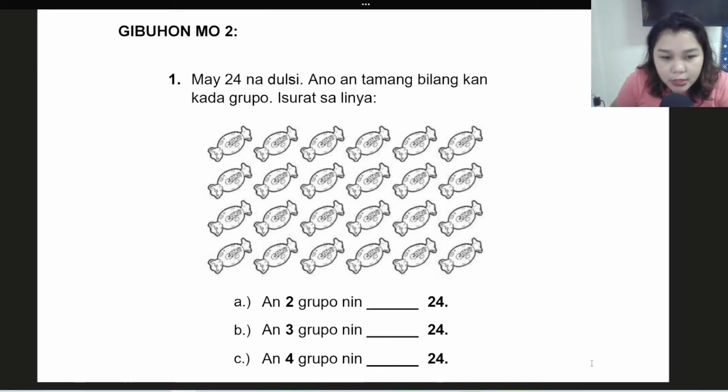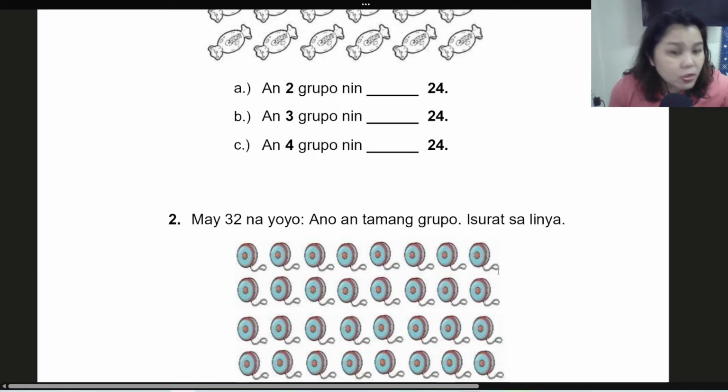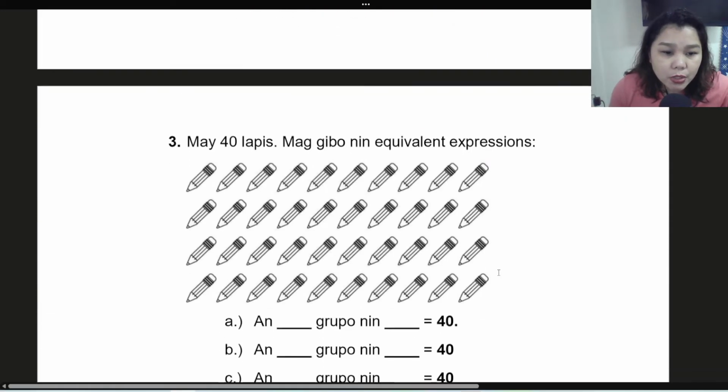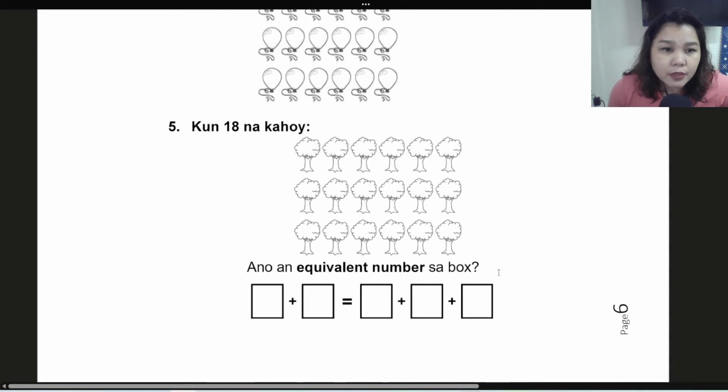And you can do this into three groups. So, when we say three groups, i-distribute nyo to into three groups. So, parang mag-distribute into three until all of these are in the groups, and then that's the time you can count the number of sticks in each group. So that will help you answering B and C. So that is what you have to do also with number 2, number 3, number 4, and number 5.